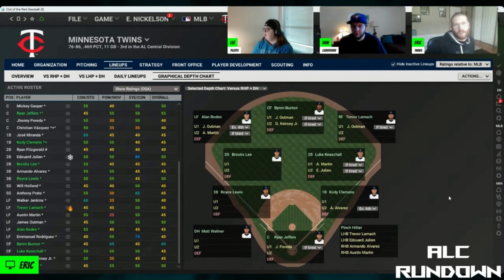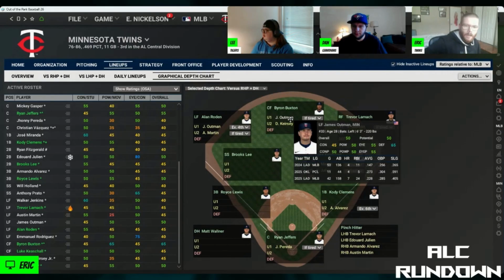Everyone else kind of got sent down to AAA, including James Outman, who they're going to be using as a backup outfielder. James Outman, I mean, don't pay attention to his rating here. He is not that good. I wish he was that good. I hope I'm wrong next year, but he's just not.